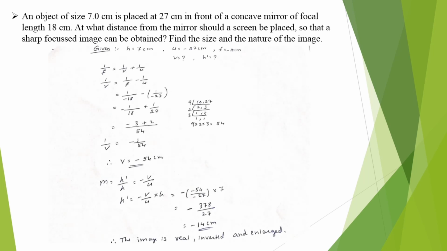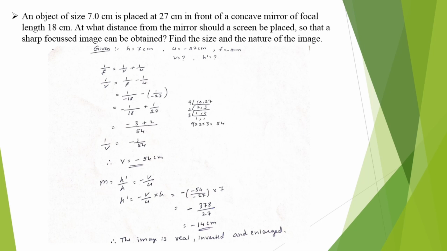Write down the formula: 1 by f is equal to 1 by v plus 1 by u. Rearrange the formula. 1 by v is equal to 1 by f minus 1 by u. So minus 1 by 18 minus of minus 1 by 27. Now minus into minus is plus. Minus 1 by 18 plus 1 by 27. By taking the LCM, we will get the LCM as 54. So 18 times 3 is 54 and 27 times 2 is 54. So we will get 1 by v as minus 1 by 54. v is equal to minus 54 centimeter, that is the reciprocal.